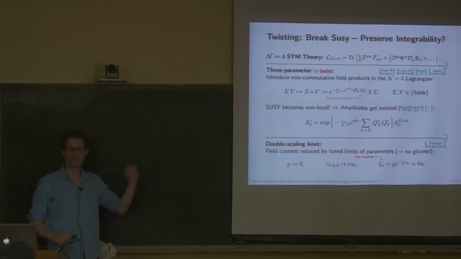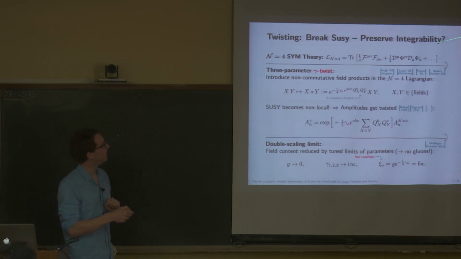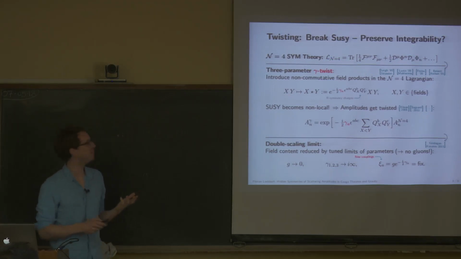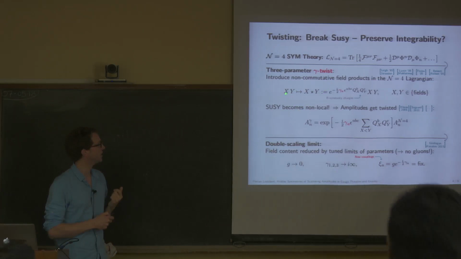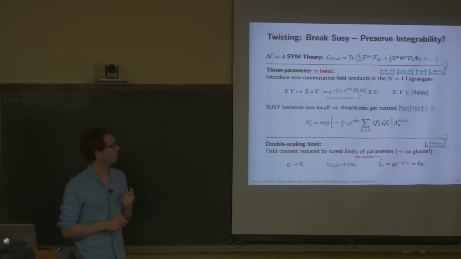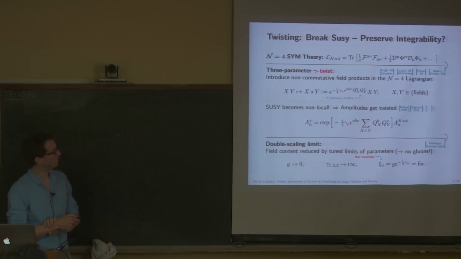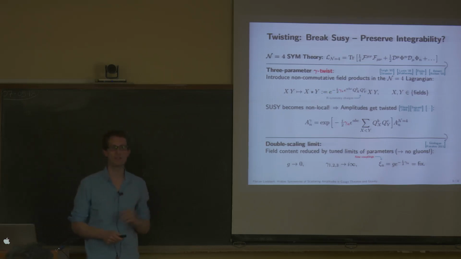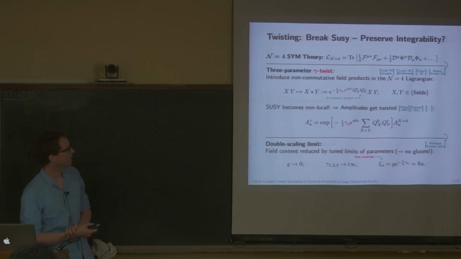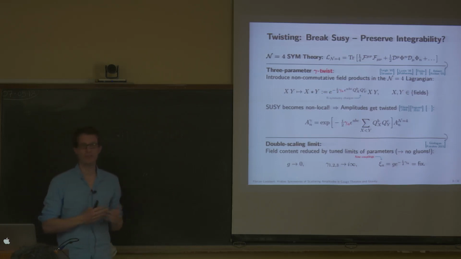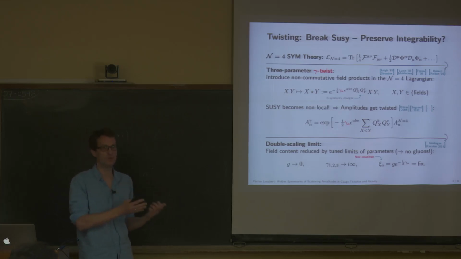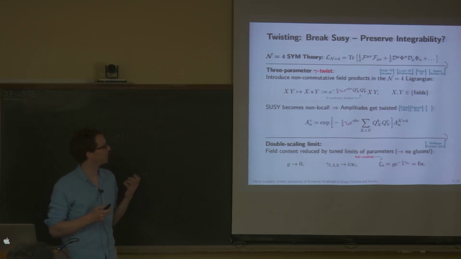So I want to go back to N equals 4 supersymmetric Yang-Mills theory, which is defined schematically by this Lagrangian here. And I want to introduce now further parameters by making the product in the Lagrangian of fields x times y non-commutative. And I introduce such a twist function. Here the q's are the R-symmetry Cartan charges. And importantly, I introduce, by doing this, 3 different parameters, gamma_a, where a runs from 1 to 3. The supersymmetry in this theory, on the one hand, you could say, okay, it's broken, but probably it's more correct to say that it becomes twisted.